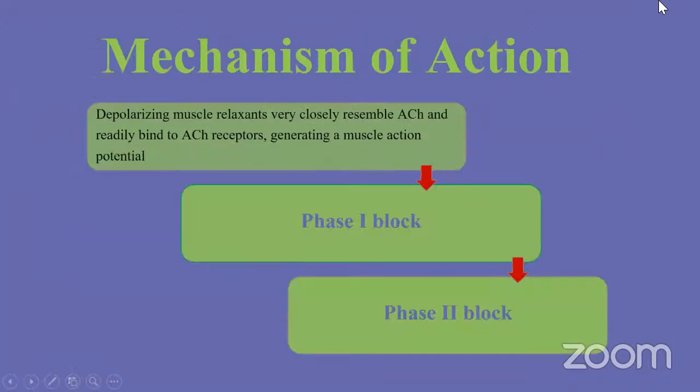So, the mechanism of action of a depolarizing muscle relaxant. Depolarizing muscle relaxants very closely resemble acetylcholine and readily bind to the acetylcholine receptors, generating an action potential, which leads to a phase 1 block. Normally, it leads to a phase 1 block. In some conditions, when a prolonged infusion or high doses are given, it may also lead to a phase 2 block, which resembles a non-depolarizing muscle relaxant.